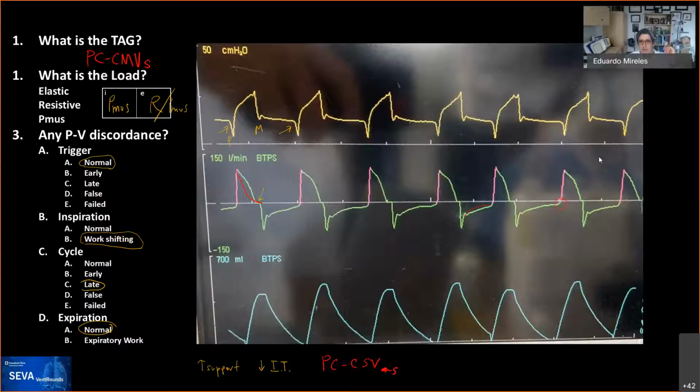The load, you had a good amount of people support your resistive and PMOS. PMOS was the main dominant one during inspiration. And then the trigger, they read it as normal, inspiration as work shifting, and mild to moderate. I agree with that. And then the late cycle, almost all of you got it right because now we're recognizing that feature, that pause at the end. Great job. All righty. I agree with you, Megan, Alicia. With that much effort, you would expect the pressure would decrease if adaptive. Correct reads. All righty. Let's see another one.